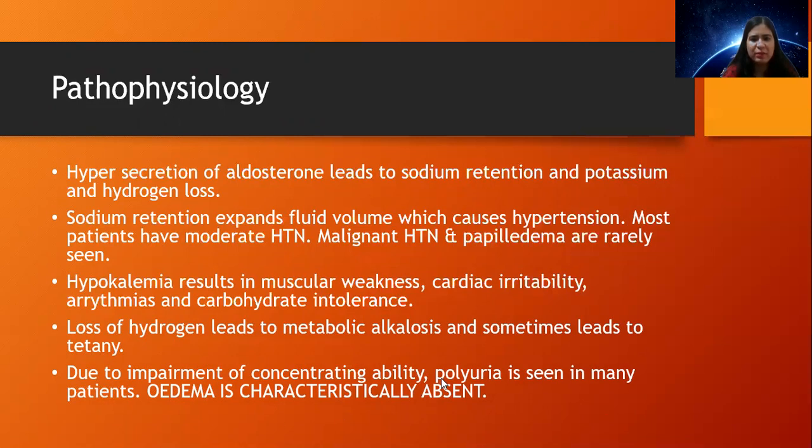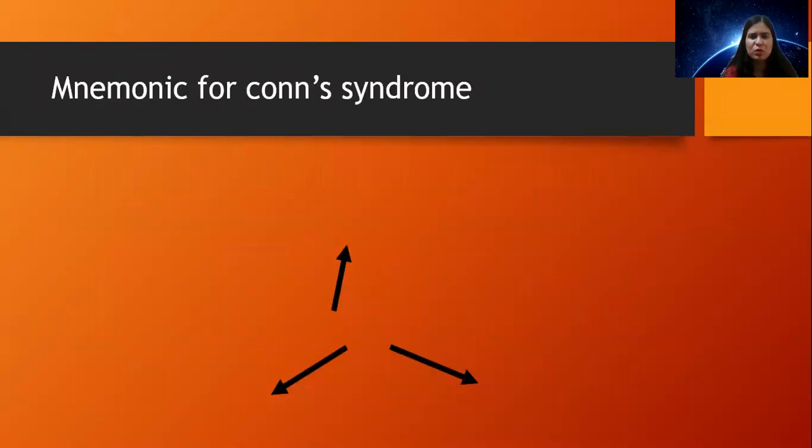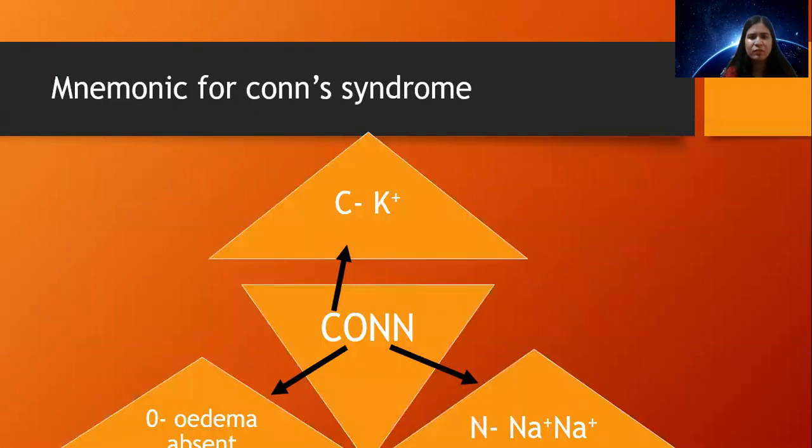Due to impairment of concentrating ability, polyuria is seen in many patients. So polyuria will cover up the edema. Edema is characteristically absent in Conn syndrome. So here is a mnemonic for Conn syndrome for easily remembering: the phonetics of C is K, potassium. So potassium is low by 1 plus, and 2N signifies sodium. Sodium is high, more in comparison to potassium. That means hypernatremia and hypokalemia, and edema is absent. So you make a note of it somewhere: potassium is low, sodium high, and edema absent.